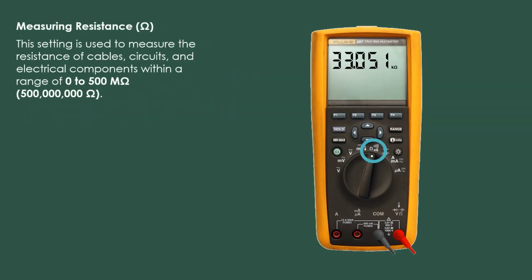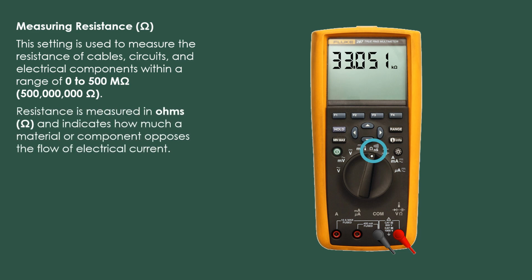Measuring resistance in ohms. This setting is used to measure the resistance of cables, circuits, and electrical components within a range of 0 to 500 megaohms, 500 million ohms. Resistance is measured in ohms and indicates how much a material or component opposes the flow of electrical current.